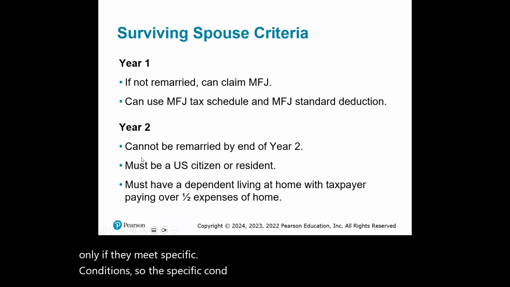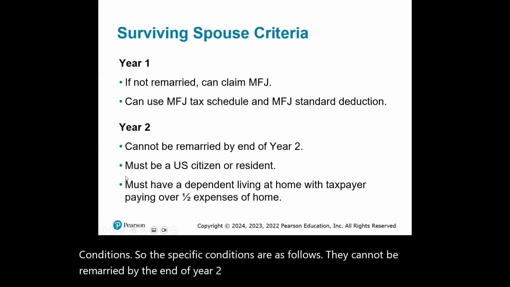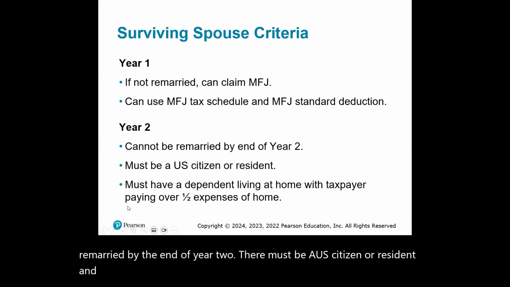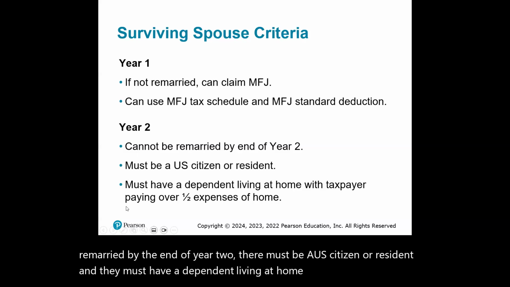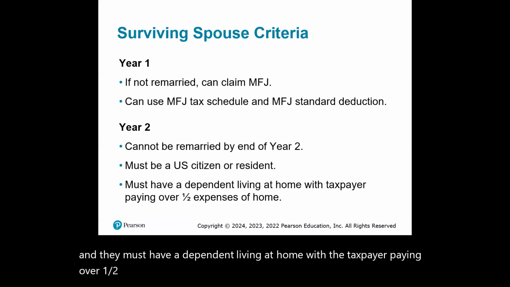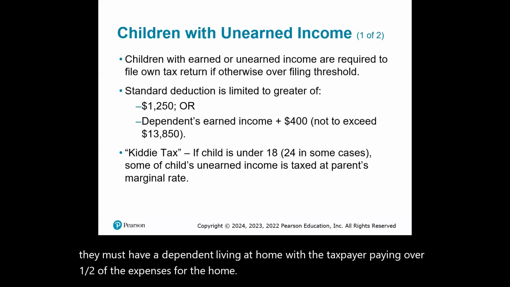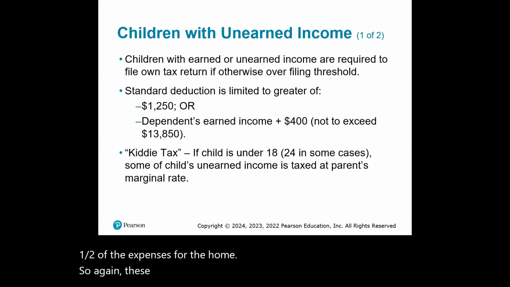So the specific conditions are as follows. They cannot be remarried by the end of year 2. They must be a U.S. citizen or resident, and they must have a dependent living at home with the taxpayer paying over 1/2 of the expenses for the home. So again, these things, they start to make more sense with practice.